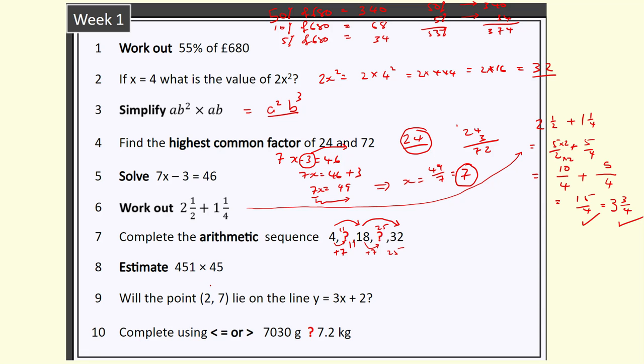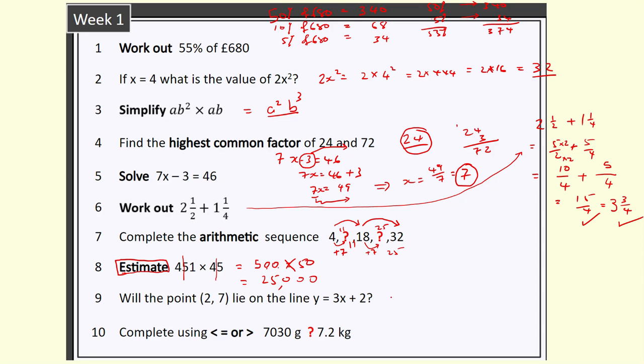Estimate 451 times 45. Because it says estimate, you've got to make sure you pay attention to that. So 451 is going to be equal to, correct, 500. It's one significant figure because the 5 affects the 4, and 45 to one significant figure is going to be equal to 50. Oops, times 50. 5 times 5 is 25. 1, 2, 3 zeros. 25,000.